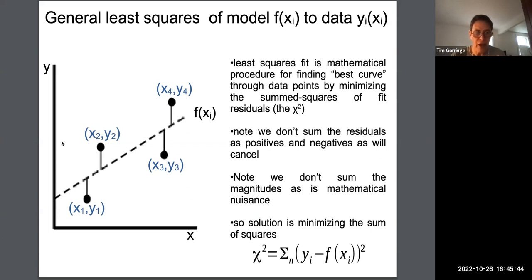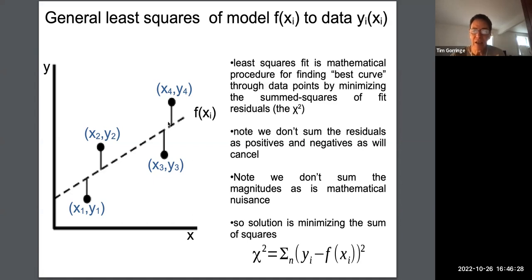So I've tried to show that on this plot over here on the left-hand side. I'm imagining some independent variable x, some dependent variable y, and some data points, some x and y values. So x1, y1, x2, y2, and so on and so forth. So I plotted those points, and I'm imagining trying to find the best curve, or in this case, the best straight line through those data. That's the dashed line here.